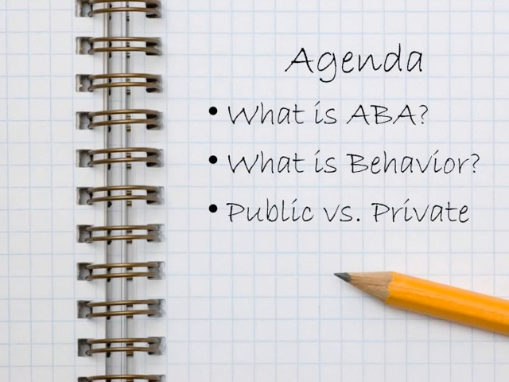This lesson will begin by identifying what we mean when we talk about Applied Behavior Analysis, or ABA. This is followed by an explanation of how behavior analysts define behavior. Finally, examples of public versus private behaviors are discussed. Throughout the presentation, you will be asked to answer questions related to the material that has been presented. Please answer these questions to the best of your ability. Let's begin now.